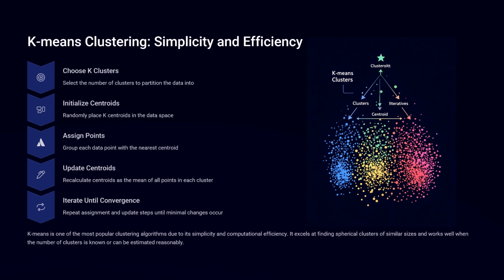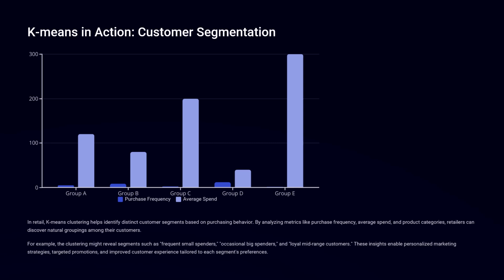K-means is one of the most popular clustering algorithms due to its simplicity and computational efficiency. It excels at finding spherical clusters of similar sizes and works well when the number of clusters is known or can be estimated reasonably. K-means in action, customer segmentation.